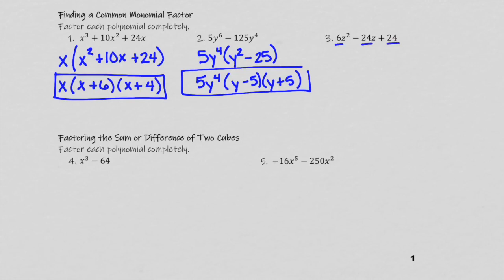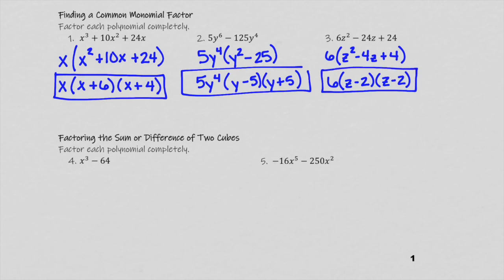All right, and number 3. A 6 goes into all 3 terms, so I'm going to factor out a 6. And I'm left with z squared minus 4z plus 4. And I need to look at, in those parentheses, if it can factor more. Well, if I do z minus 2 times z minus 2, the negative 2's multiply to 4 and add up to negative 4. So that's now factored completely, and don't forget the 6 out front.